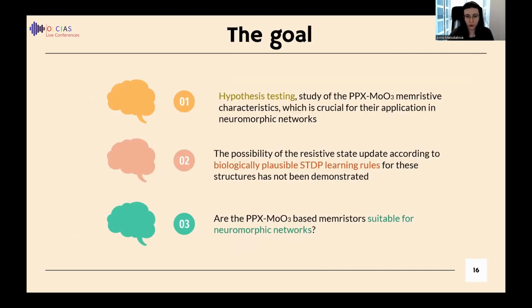The goal of our work for the last year was to study this kind of nanocomposite memristive structures, to see their characteristics, all of the memristive characteristics which are necessary for the synapse implementation. Also to study the possibility of the resistive state update according to STDP learning rules. Yeah, STDP, spiking timing dependent plasticity. And answer the main question: are these kinds of nanocomposite memristors suitable for neuromorphic networks, for neural networks? Will they be okay in hardware, if a hardware neural network is created based on these memristors?